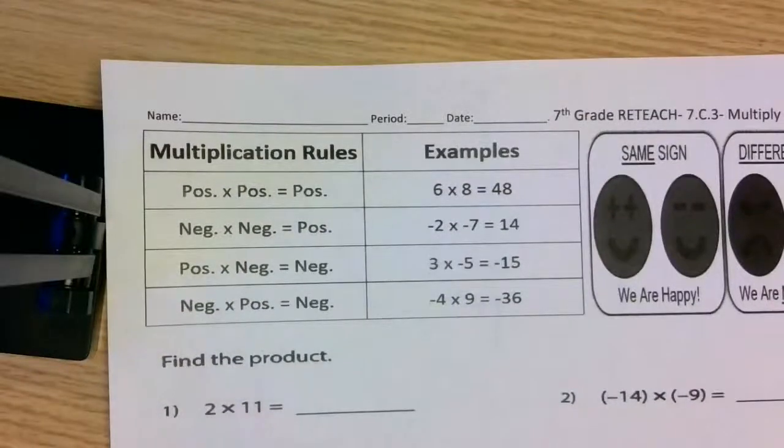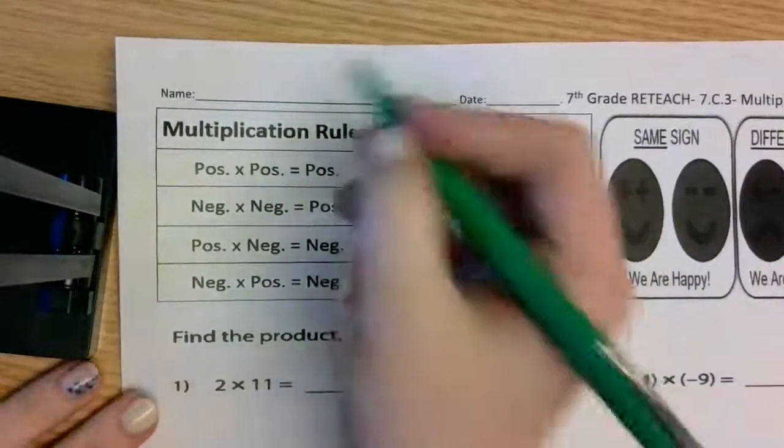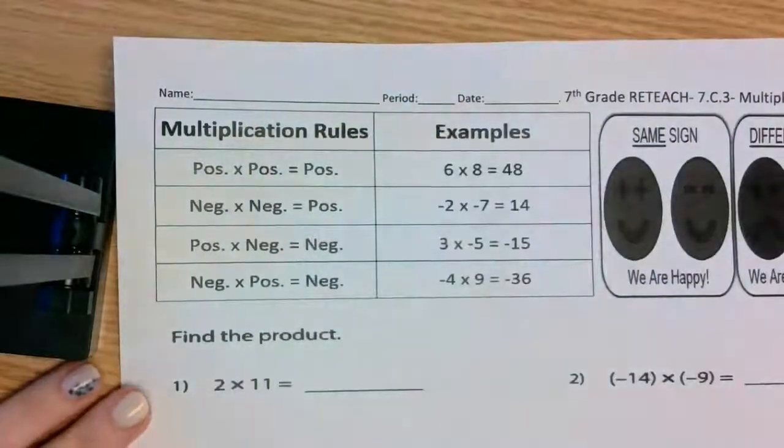Alrighty, we are talking about multiplying integers. Integer is a fancy word for positive and negative numbers. We have our multiplication rules right here. They need to be memorized.